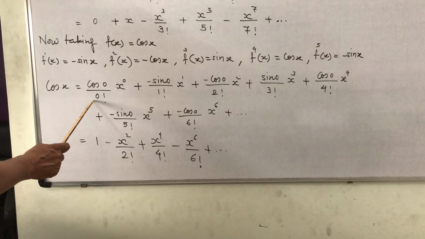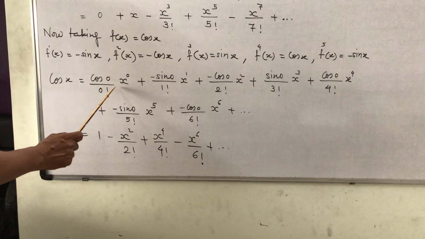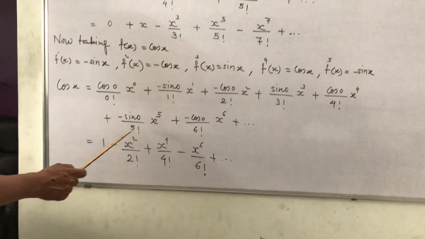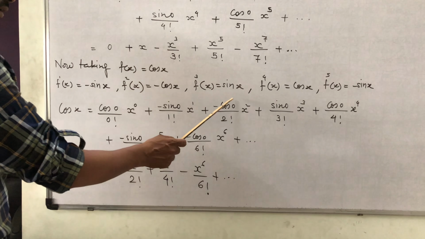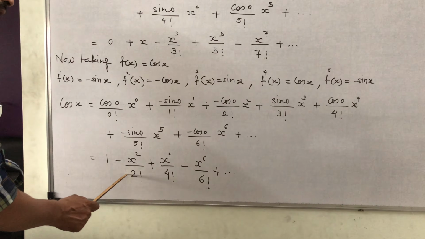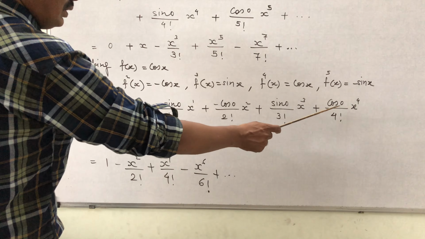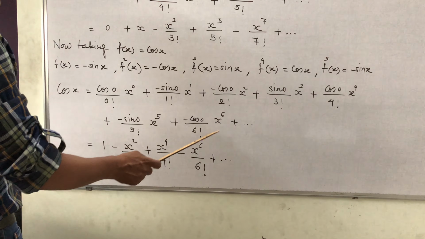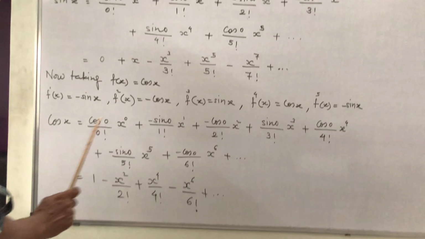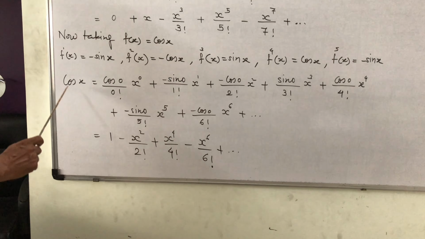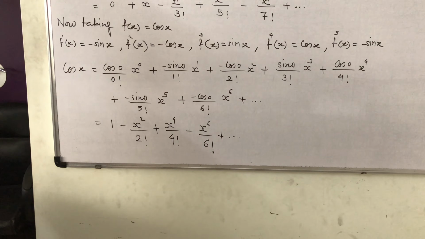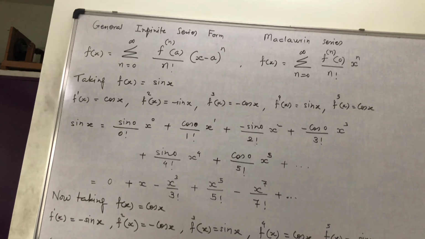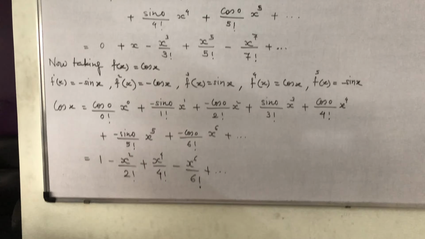But cos 0 is 1. 0 factorial we have considered 1. x to 0 is always 1, if x not equal to 0. So 1, this term is 0, minus x square by 2 factorial, this term is 0, x raised to 4 by 4 factorial, this term is 0, minus x to 6 by 6 factorial, plus and so on. So this is an infinite series. Cos x we have written in terms of infinite series. We have used this in our theory.